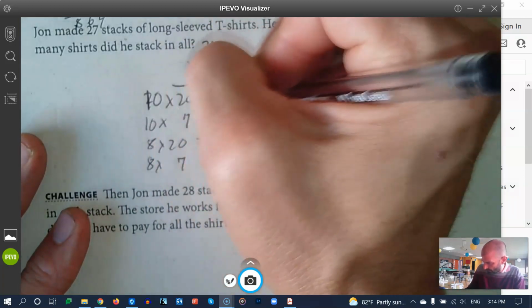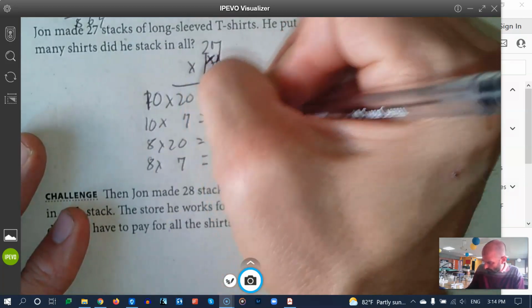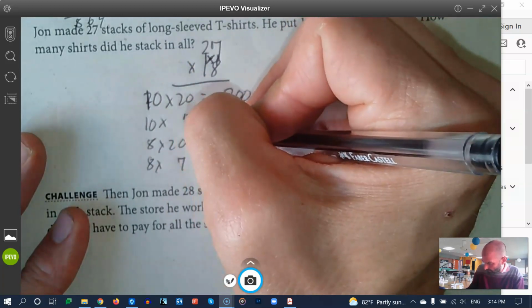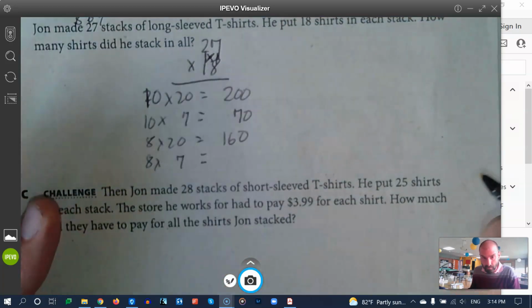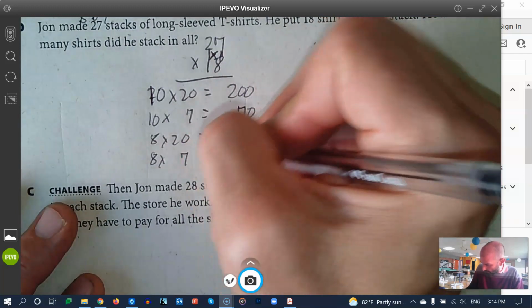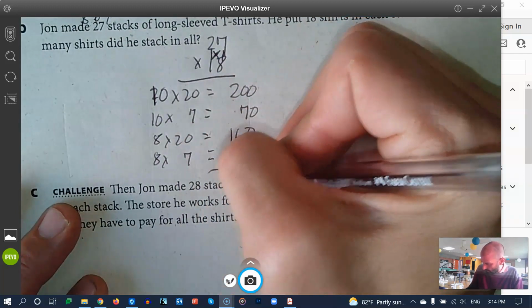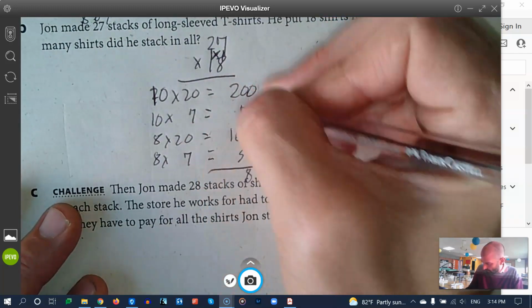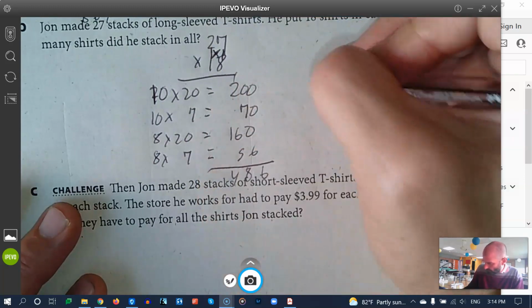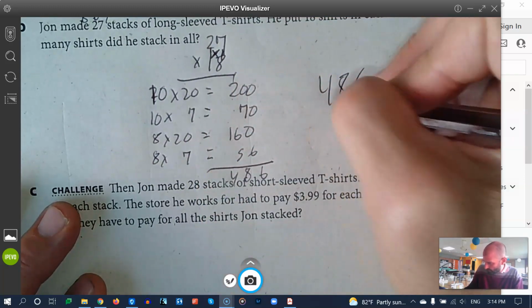10 times 20 is 200. 10 times 7 is 70. 8 times 20 is 160. This is when I start getting tired and start making mistakes. 8 times 7 is 56. Add those together. 6, 13, 18, for 486 shirts.